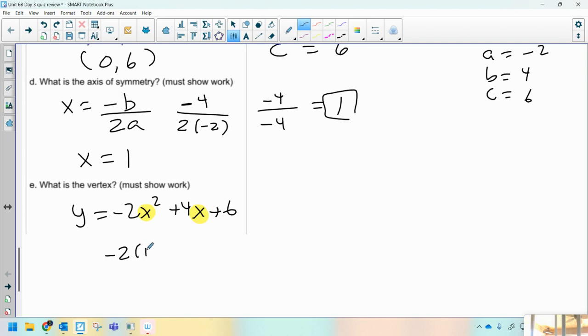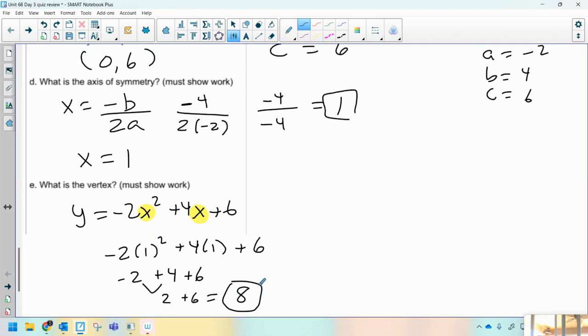So it's negative 2 times 1 squared plus 4 times 1 plus 6. And we have negative 2, because 1 squared is just 1. Negative 2 times 1 is negative 2. Plus 4, because 4 times 1 is 4, plus 6. Negative 2 plus 4 is a positive 2. 2 plus 6 is going to be 8. What did we just find? We found the y of the vertex by doing that. Okay, we knew the x of the vertex was the same as the axis of symmetry. We plugged it in and we got the y of the vertex.